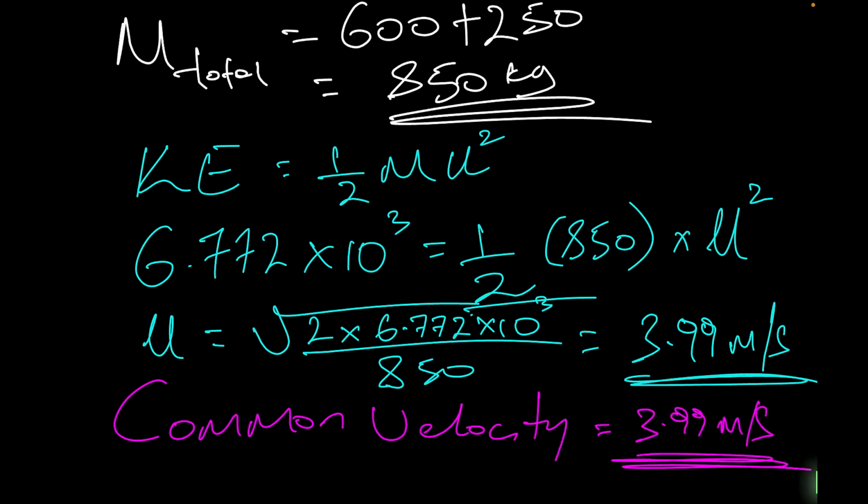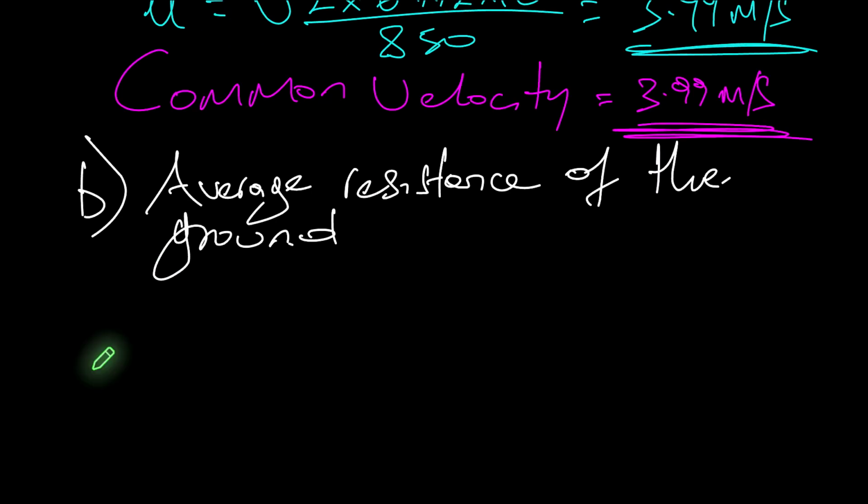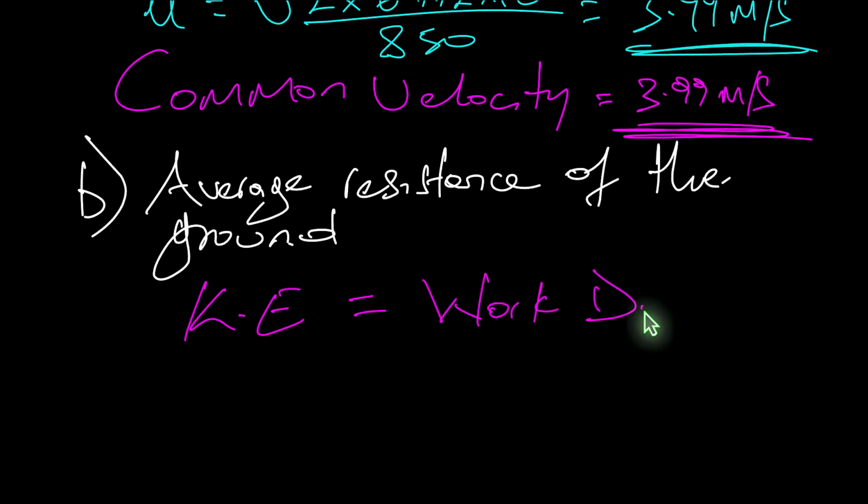Now part B is going to be a bit more straightforward. So let's go through that. So for part B, we're finding the average resistance of the ground. Now to do this, let's establish a few things here. So we know that kinetic energy is equal to potential energy, but it's also equal to work done. So it's the same units really.